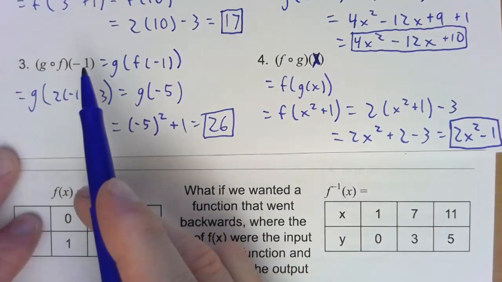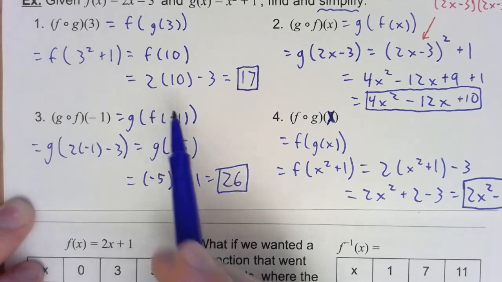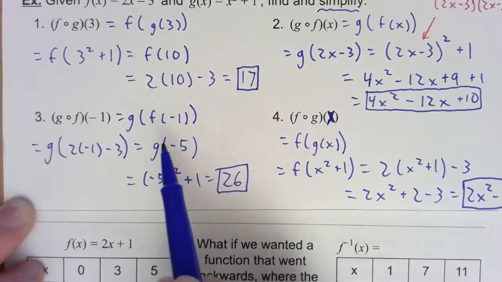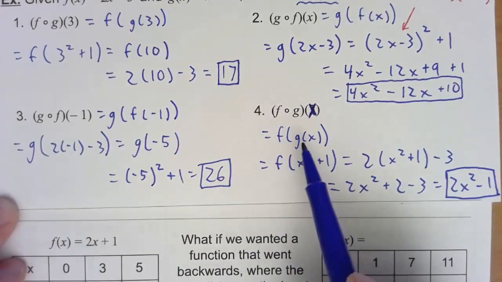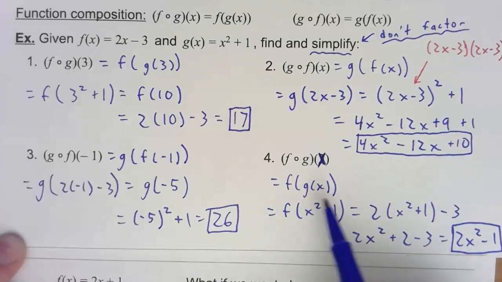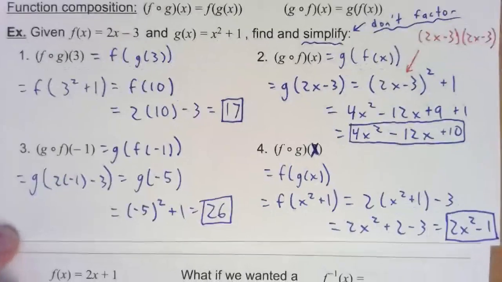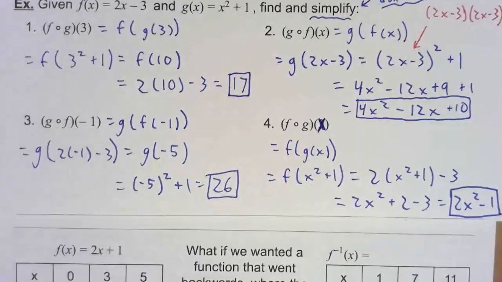On this one, we had x is -1, so we plugged in -1 into f of x. f of -1 is -5, and then we take that answer, -5, and plug it into g of x. And then here we wanted f of g of x, so we take g of x, which is x squared plus 1, and we replace x with x squared plus 1. All right, so that's it for function composition, for composite functions.